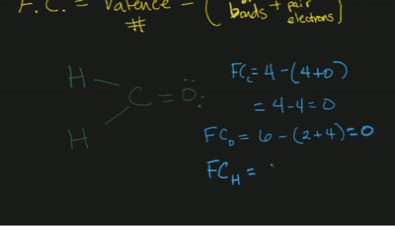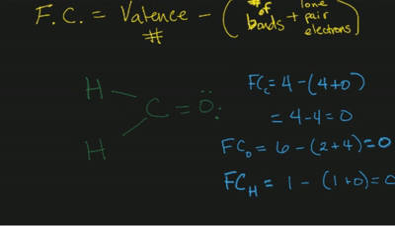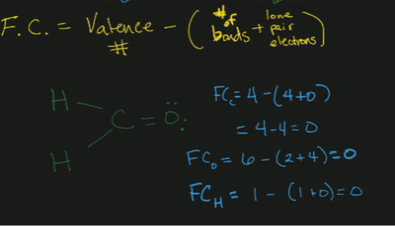So hydrogen is 1, and it has 1 bond plus 0 lone pairs. So this is very stable because there's no formal charges, and if you were to do all your rules for Lewis structures, you would see that this is a valid Lewis structure.